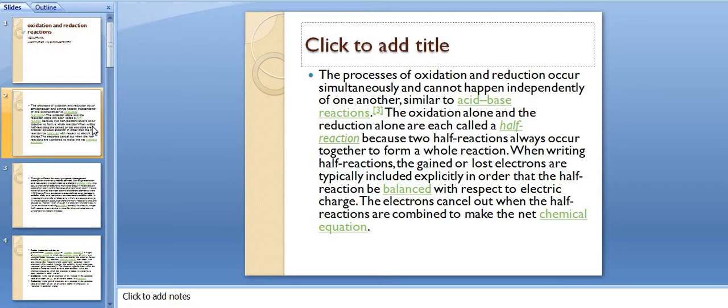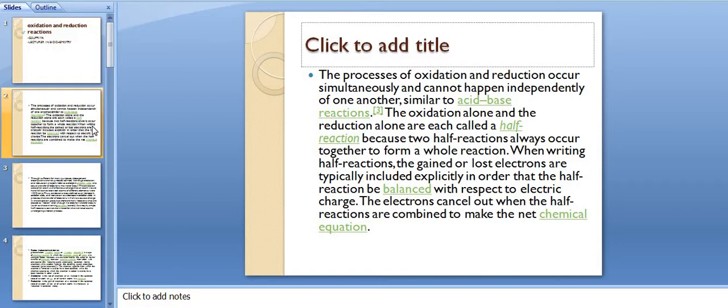The processes of oxidation and reduction occur simultaneously. They both occur at a time and cannot happen independently of one another, similar to acid-base reactions.